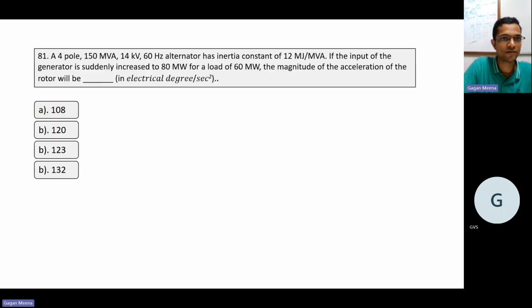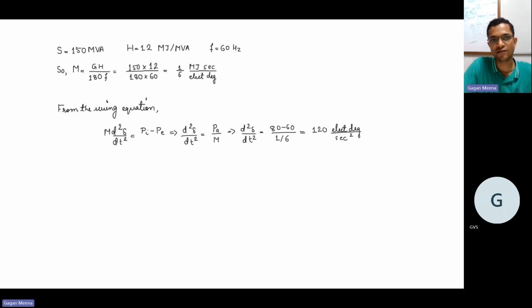A 4-pole 150 megawatt 14 kV alternator has an inertia constant. If the input is suddenly increased to 80 or a load of 60, the magnitude of acceleration of the rotor is this. So we can simply use this equation and calculate.